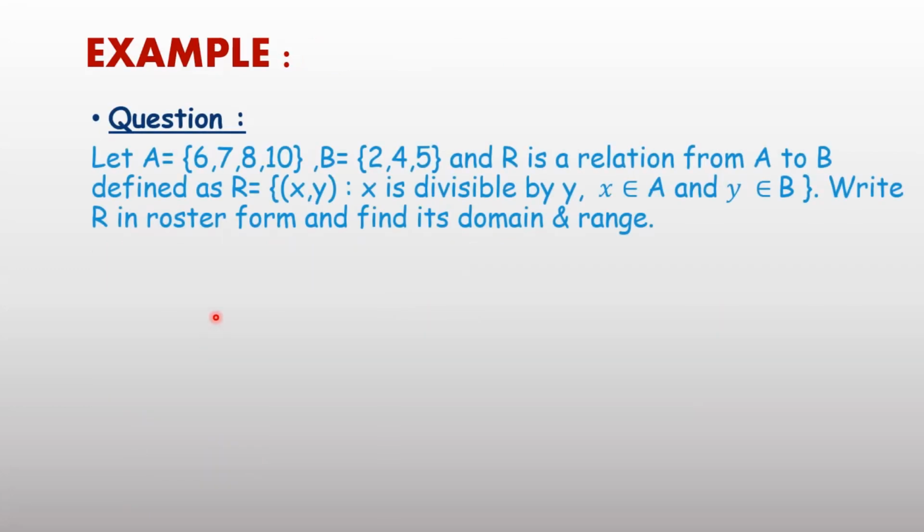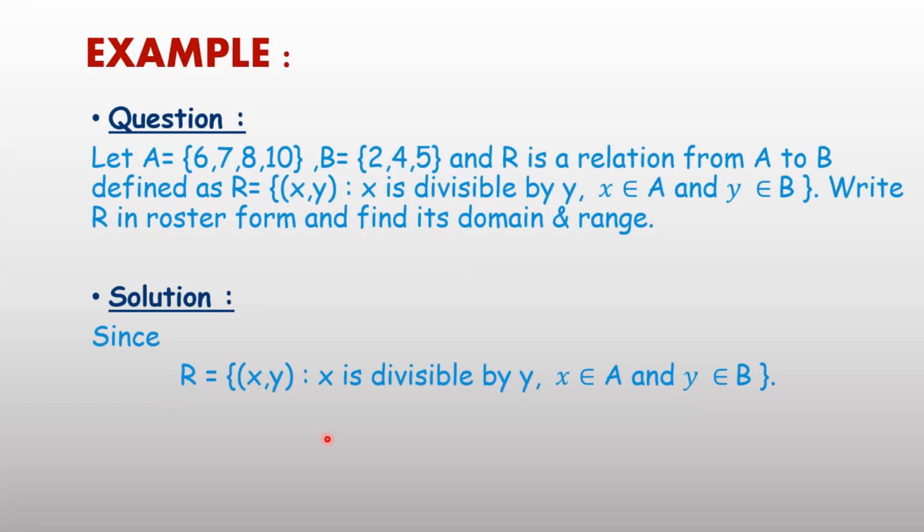For example, if set A is given as {6, 7, 8, 10}, 4 elements are there. Set B containing 3 elements, {2, 4, 5}. R is defined as the collection of all ordered pairs (x, y) such that x is divisible by y, x belongs to A and y belongs to B. You have to write R, means the relation, in roster form, and also find the domain and range.